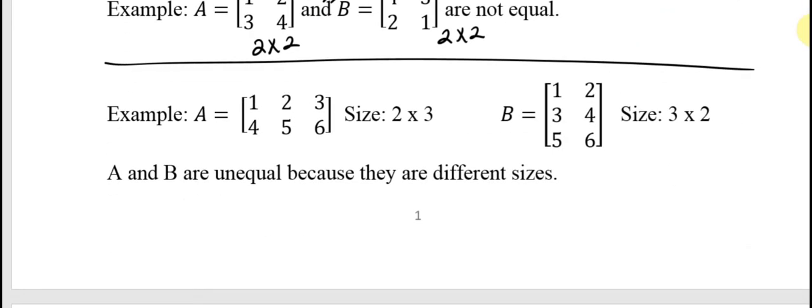Now for matrices A and B here, they have different sizes. This one is a 2 by 3, 2 rows, and then 3 columns. And then matrix B is a 3 by 2. So they have different sizes. Doesn't matter about what's inside of them. They don't correspond because they're not the same size, even though the numbers seem to be the same. But it's the position and the size that's equally important as well.